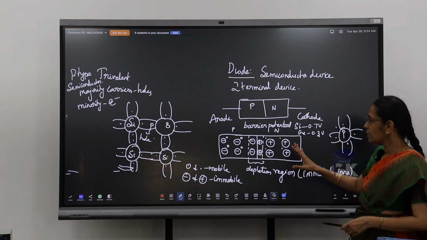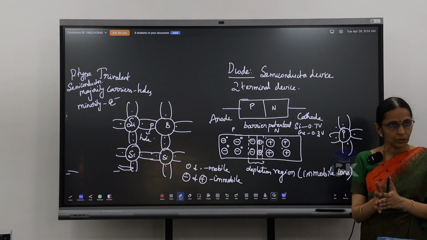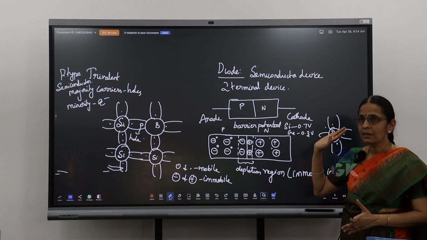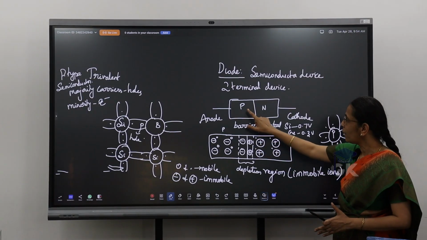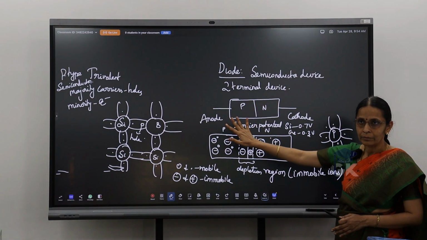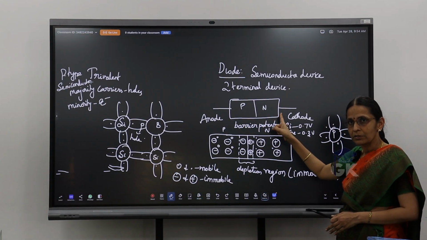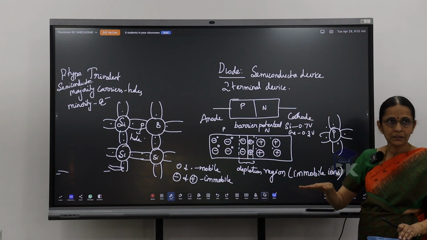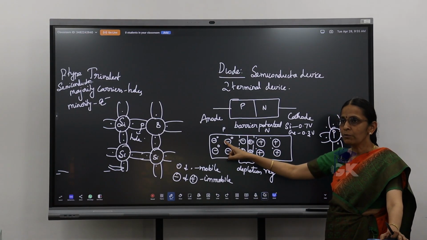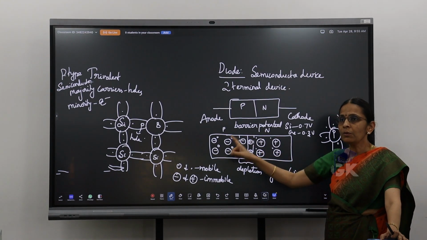Clear? So first we saw about P, we saw about N. Now we have combined both N and P. You arrive at what is called your semiconductor diode. So if I combine both of them, what happens? There is a charge imbalance existing, because this P side has more holes, and the N side has more electrons. So in order to equalize the charge carriers, the holes will start moving from P to N. The electrons will start moving from N to P.